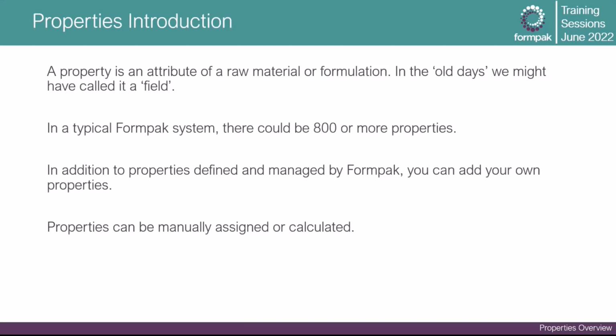So a property is an attribute of a raw material or a formulation, and in the old days we might have called it a field. In a typical Formpak system, there could be 800 or more properties. And in addition to properties that Formpak defines and manages, you can add your own. Now, properties can be manually assigned or calculated, and they can do some really clever stuff, which is great, but it also means you have to get your head around the possibilities.